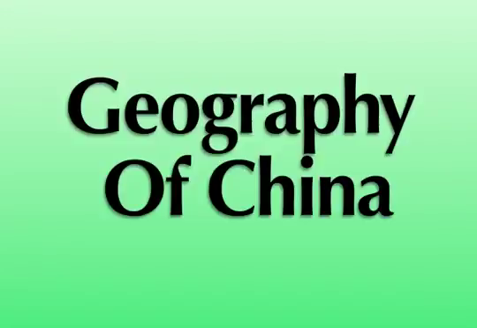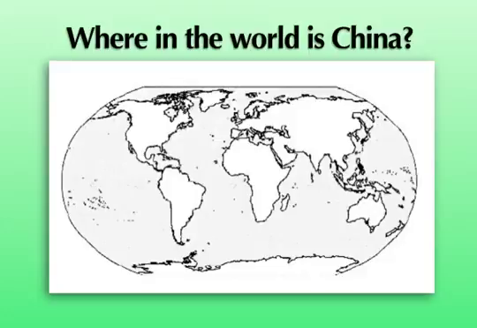On today's edition, we're going to be talking a little bit about the geography of China. And when talking about Chinese geography, the most important question to ask is, where in the world is China? Well, look at this map and identify the location of China. China is located in Eastern Asia.